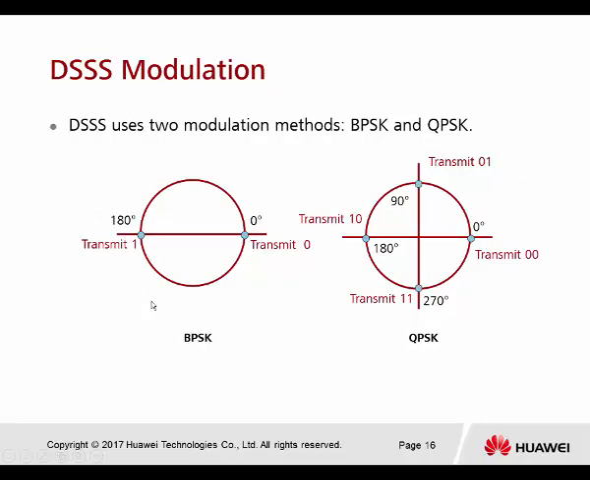Okay, so the modulation for the DSSS. This is a very simple way of doing the modulation. They have the BPSK and also the QPSK. The BPSK does the modulation bit by bit. Like right now you have the information 1100. This is the information you want to send to another receiver, to the PC, over the wireless.